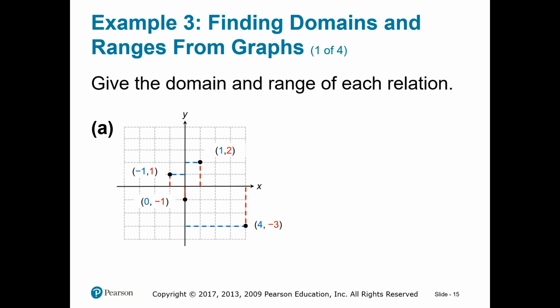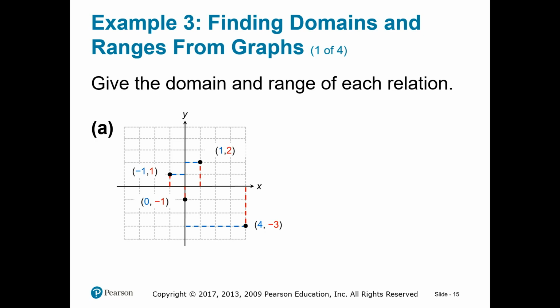What is the domain? So you have the ordered pairs -1, comma 1, right? 0, comma -1. So -1, comma 1, it's in the second quadrant, right? And then 0, comma -1, you have 1, comma 2, and 4, comma -3, right? So the domain is the set of x values: -1, comma 0, comma 1, comma 4.